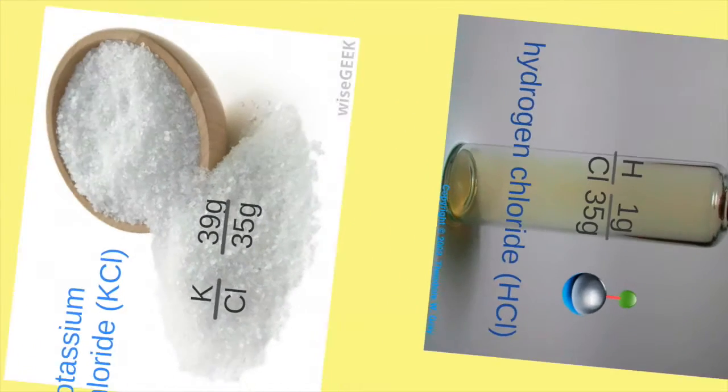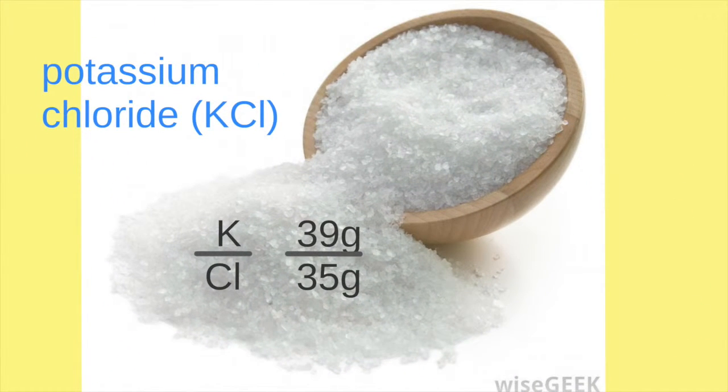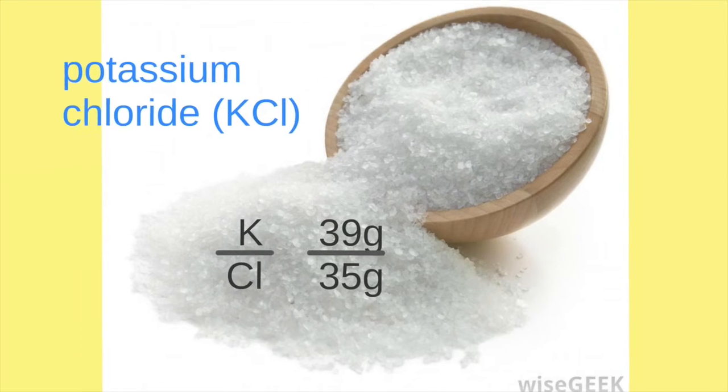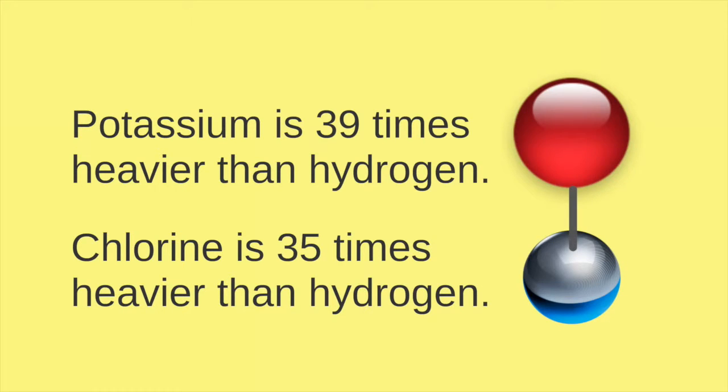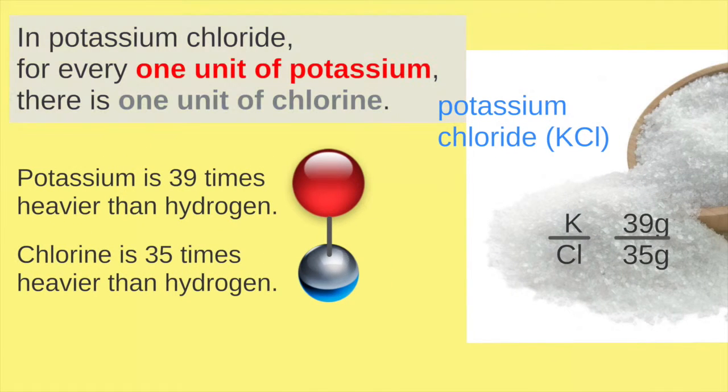Let's take a look at one of our other salts. This was potassium chloride, and it had a ratio of 39 grams of potassium for every 35 grams of chlorine. Scientists know that potassium is 39 times heavier than hydrogen. That means it has a relative atomic mass of 39. And chlorine, as we know, is 35 times heavier than hydrogen. So there are the same number of atoms in 39 grams of potassium as there are in 35 grams of chlorine. So if we found this mass ratio in potassium chloride of 39 to 35, we have another 1-to-1 ratio of atoms.